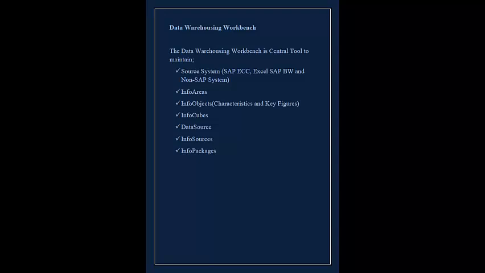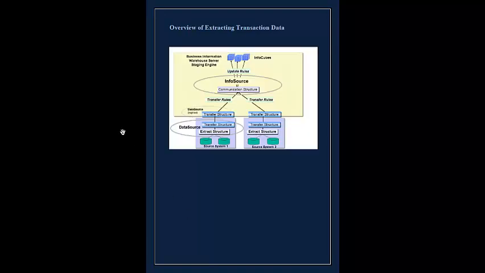Data warehousing workbench. It is a central tool to maintain source system, info areas, info objects, info cubes, data source, info source and info packages. Here is our view of extracting transaction data from source system to InfoCube. Source systems, for example, SAP system or non-SAP system, or any OLTP system or Excel.